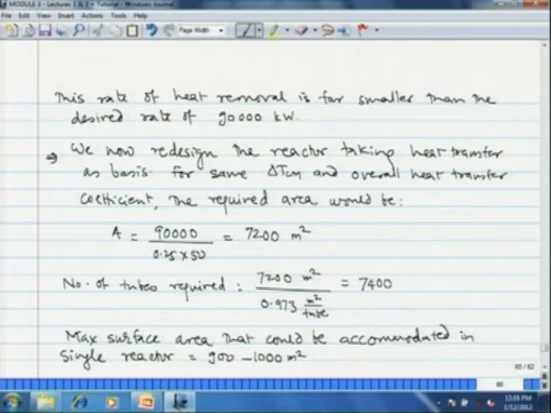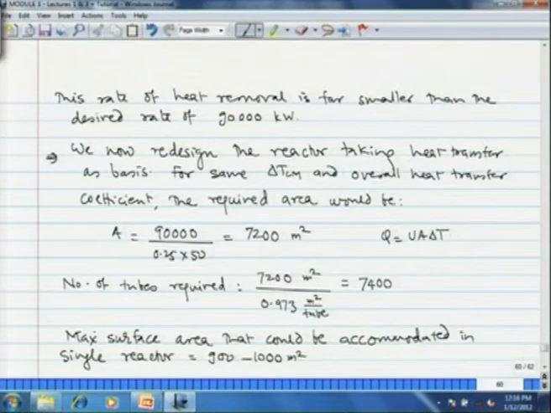To achieve the 90,000 kilowatt heat removal rate, the heat exchanger area that will be required, again using the same formula Q equal to UA delta T, will be area equal to 90,000 divided by 0.25 kilowatt, the heat transfer coefficient, into 50. So, 7,200 meters square. Now, with the area of one tube as 0.973 meter square per tube, we keep the dimensions of the tube constant because those have been chosen on the basis of hydrodynamics. So, the total number of tubes required will be 7,400.